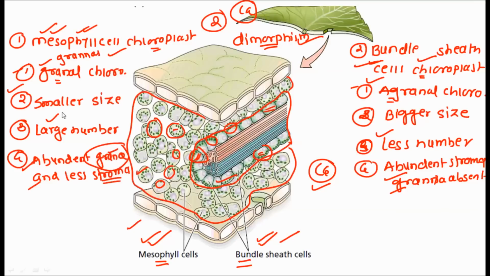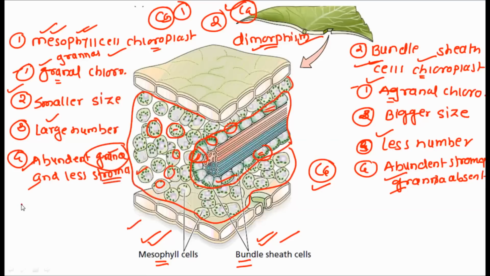Now, the question arises: why do C4 plants have two types of chloroplast? What is the need of having two types of chloroplast? Because C3 plants, on the other hand, have only one type of chloroplast. But in C4 plants, we find dimorphism, that is, two types of chloroplast. But what is the need of these two types of chloroplast? Now the answer lies in the process of photosynthesis.